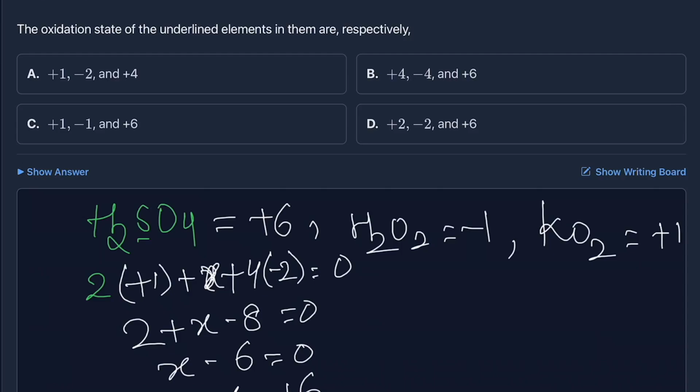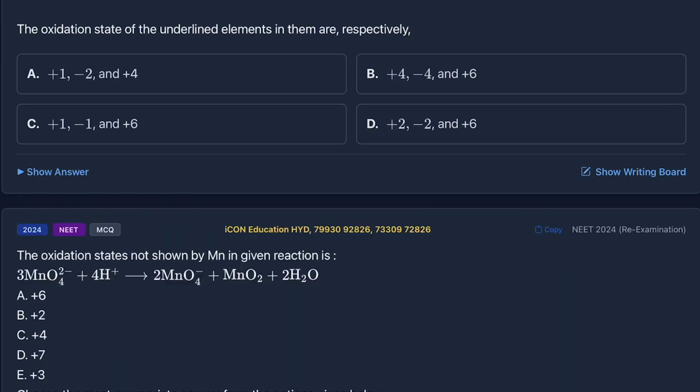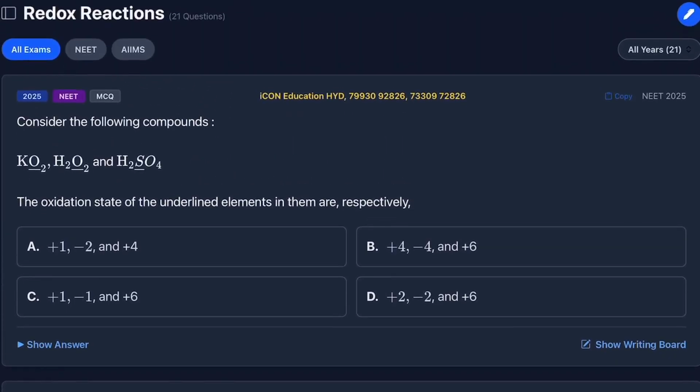So what do we have to check in our answer? +1, -1, +6. So +1, -1, +6 is our answer. It is showing in the option, that is +1, -1 and +6. So our option is 3. Next we move towards the next question.